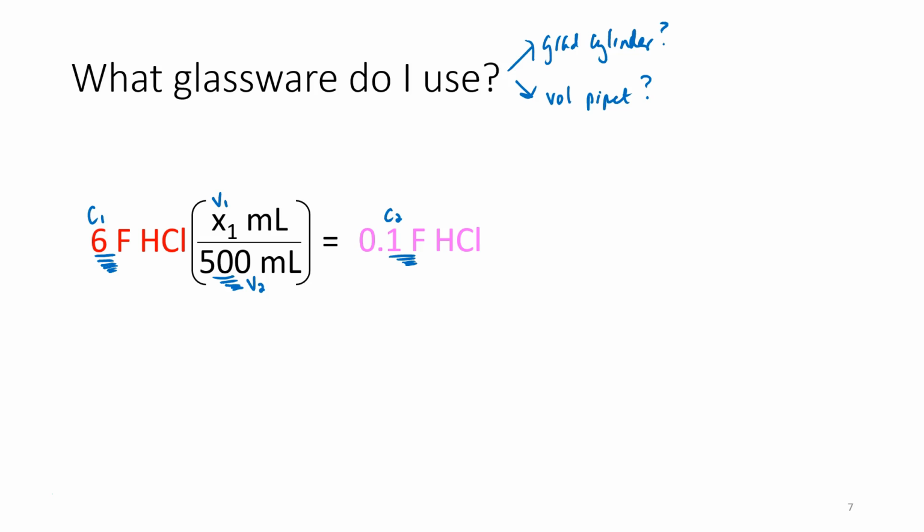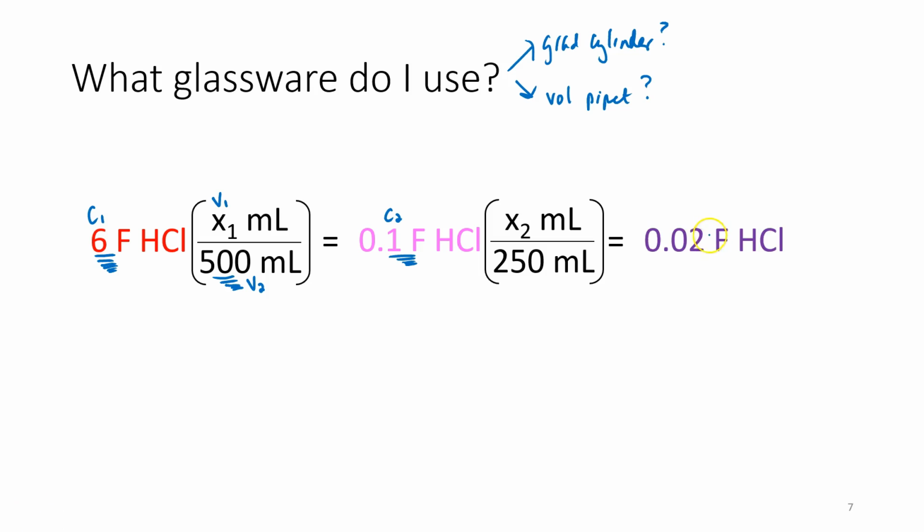And then you'll do the same thing to prepare the 0.02 formyl HCl that you use to titrate Duck Pond and Boone Creek. Again, you'll use that same equation to calculate how many milliliters of 0.1 formyl HCl do I need to prepare 250 mL of 0.02 formyl. So yes, this question about what glassware do I use may come up. But let me remind you of something.